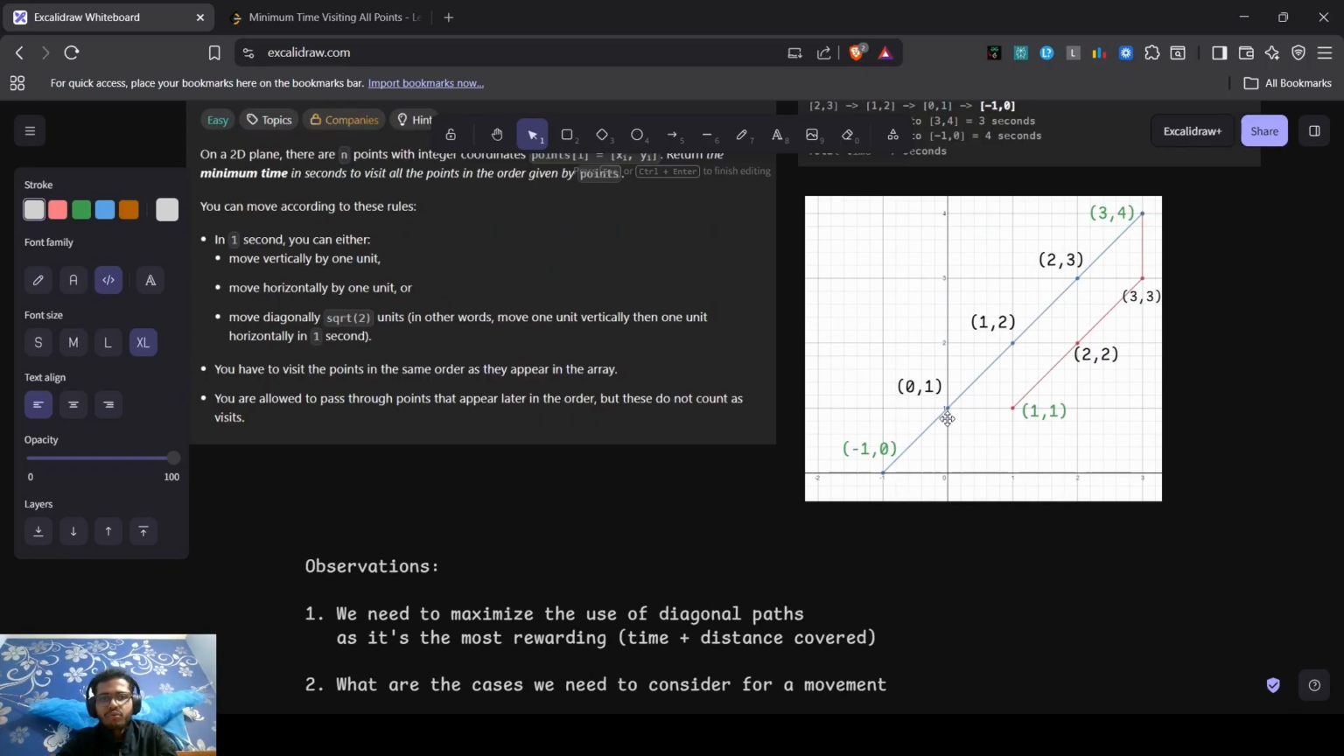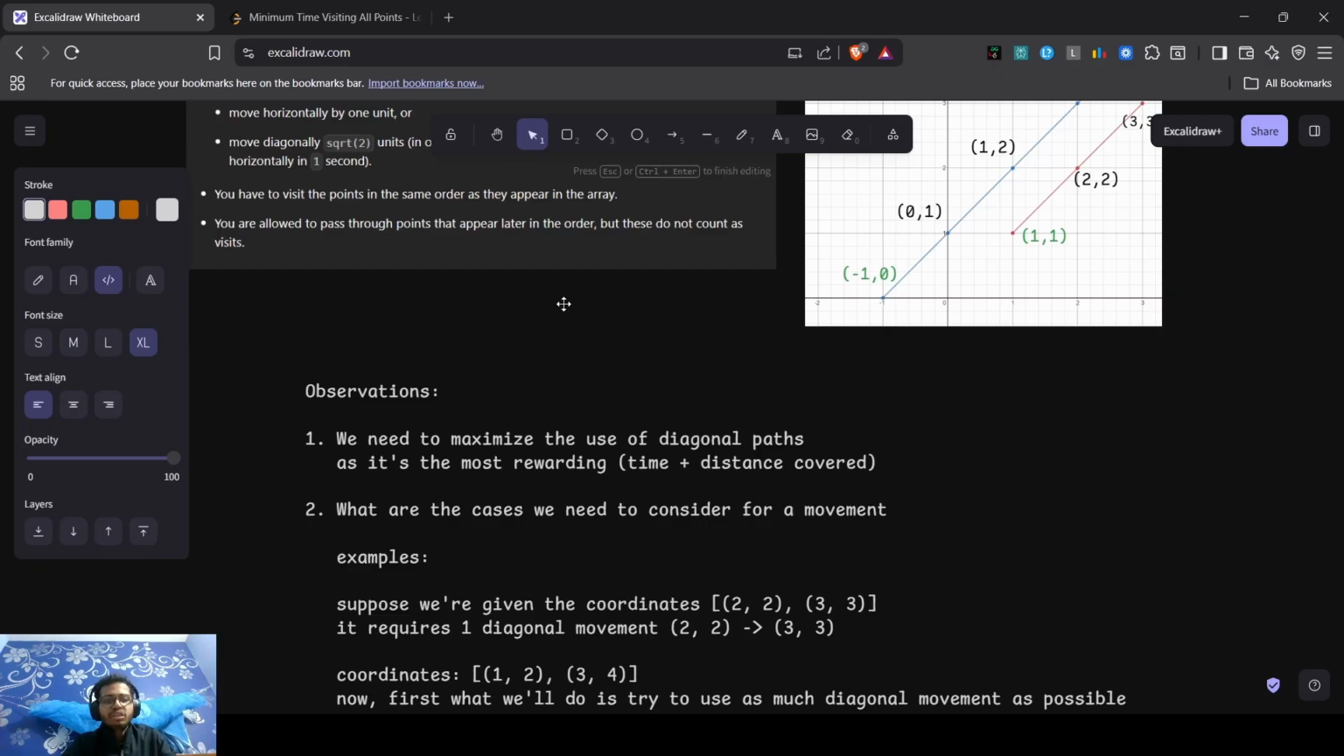If you want to go from this point to this point, the most efficient path is the diagonal path, right? If you go in the horizontal then vertical path, it will cost 1 plus 1, 2 seconds. But in the diagonal path, it costs only 1 second, and you can go from here to there. So the diagonal path is the most efficient path. We need to maximize the use of it.